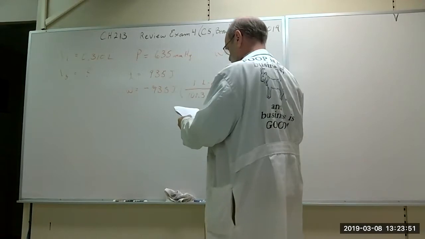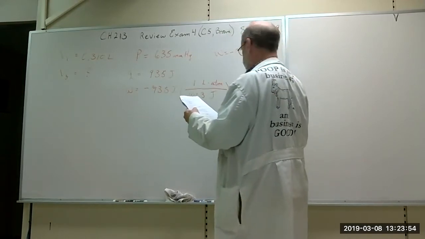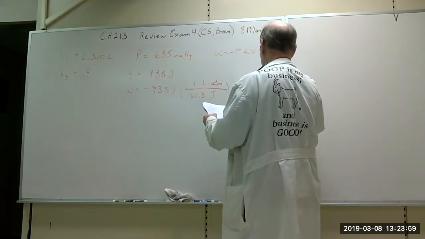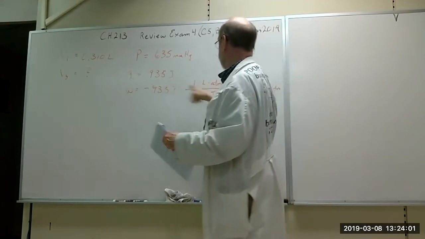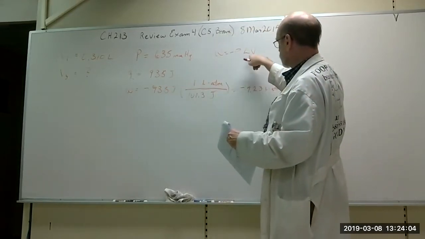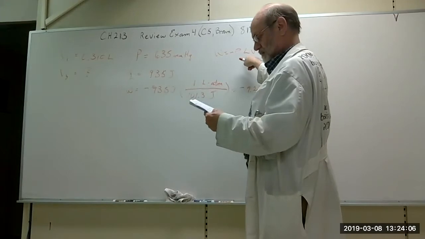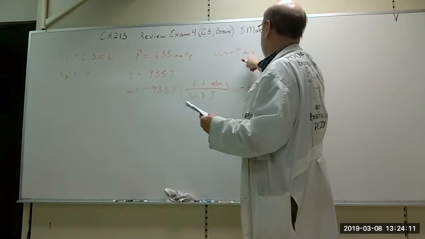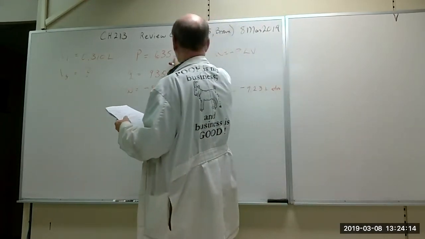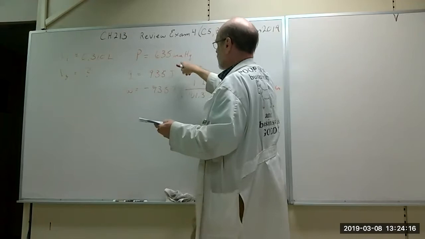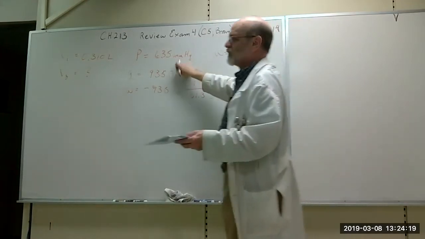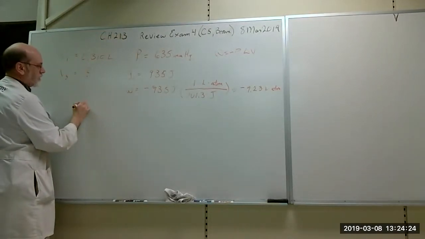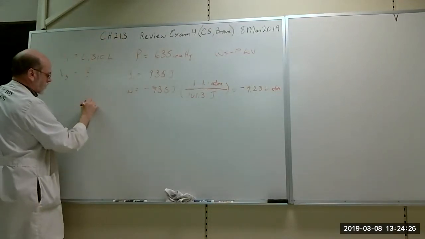So what do we get? Well, as it turns out, this is a minus 9.23 liter atmospheres. That's the equivalent of work that's being done. Now we can equate this with this. But we need a constant pressure in terms of atmospheres. That's millimeters of mercury, so we have to convert this also. The atmospheres? Yes, convert it to atmospheres.